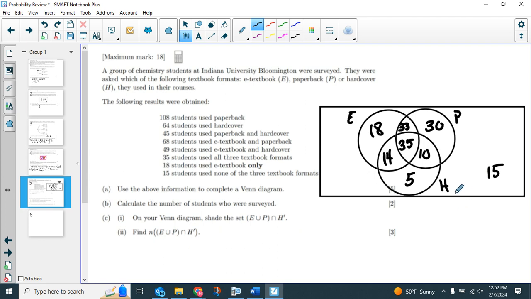Now, to double check yourself, well, I guess it doesn't give us how many total people were in the study, so we can't check ourselves. Tough. Hopefully we didn't make any silly mistakes. So here it says use the above information to complete a Venn diagram. Done. Now, B, calculate the number of students who were surveyed.